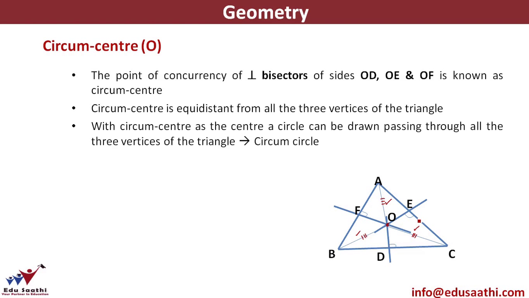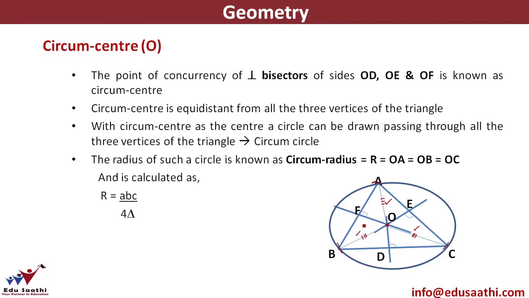Therefore, with the circumcenter as the center, if I keep my compass here and open it equal to OA or OB or OC, I'll be able to draw a circle which passes through all the three points, and that circle will therefore be known as the circumcircle with the circumcenter as the center. The radius of such a circle will be known as the circumradius, denoted by capital R, and will be equal to OA, OB or OC as already explained.